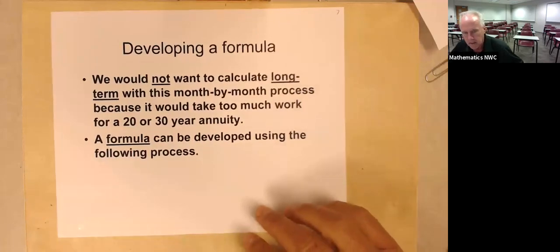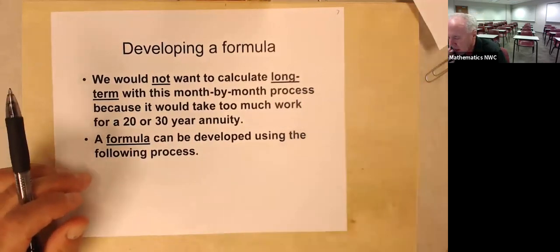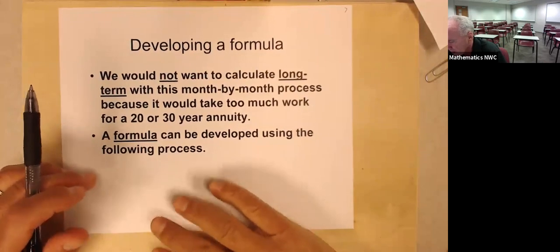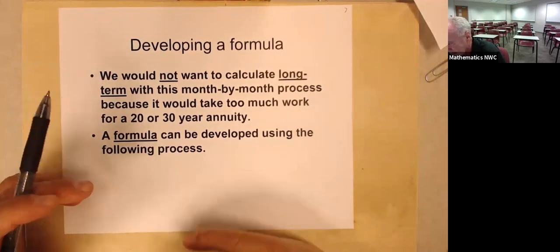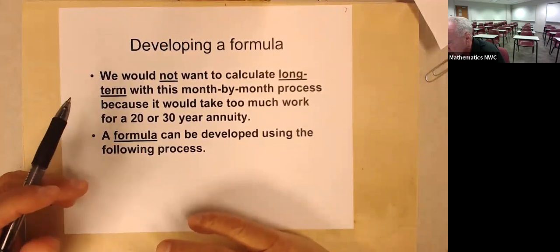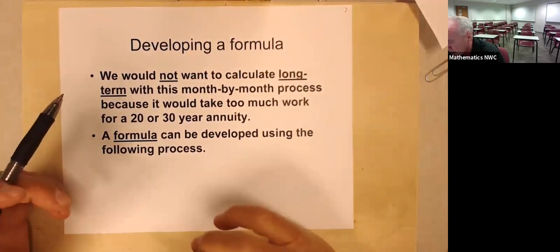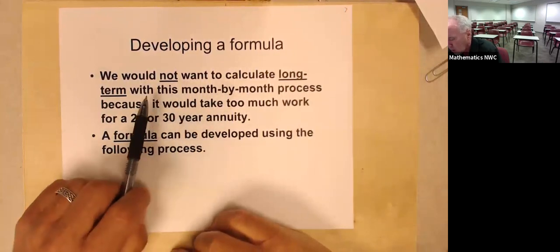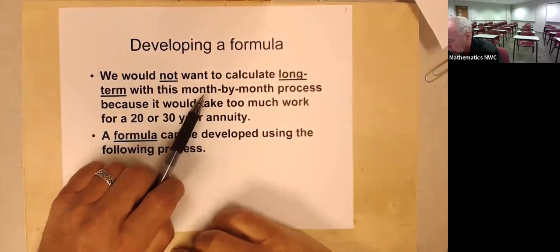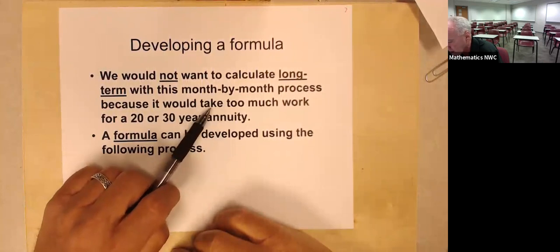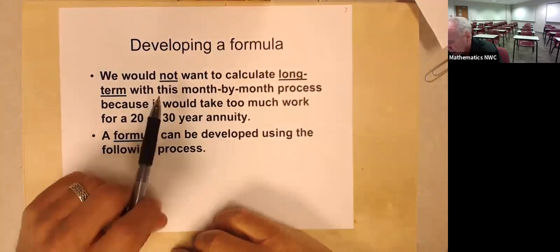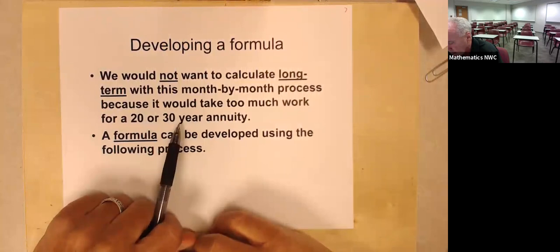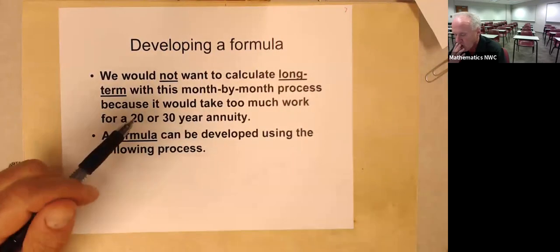This next concept gets a little bit mathematical, but I want you to see where it came from. I'm not going to test you on where it came from, but at the end you will need to be able to have that formula down in your notes. We do not want to calculate long-term this month-by-month process where each one has a different amount of months, especially if you had to do that for a 20 or 30-year annuity. So we're looking at developing a formula.